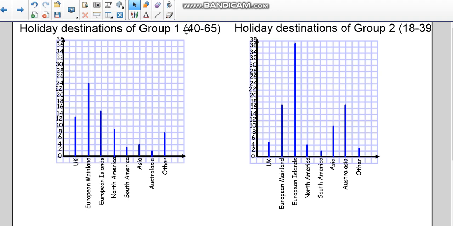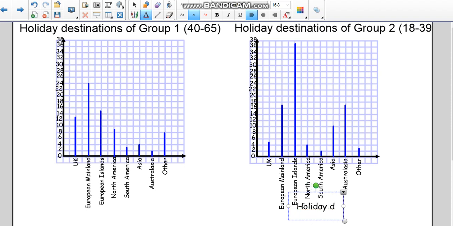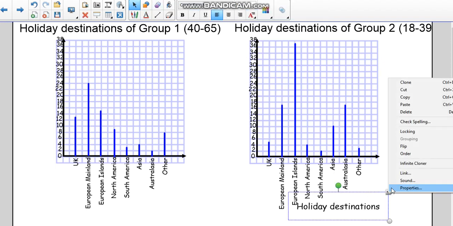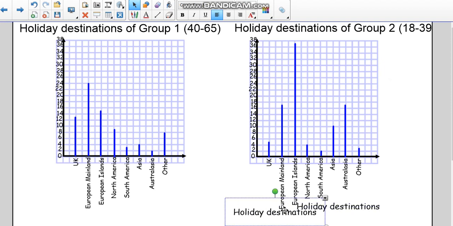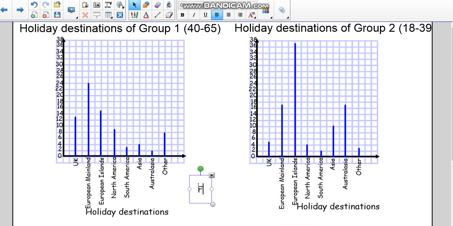I've got titles, but there is something missing. Okay, don't know if anybody's spotted it. I haven't labelled my axes. So this here are the holiday destinations. Okay, destinations. Okay, and up the side is the frequency. Let's get that in there. So holiday destinations there and there, and at the side we should have frequency.